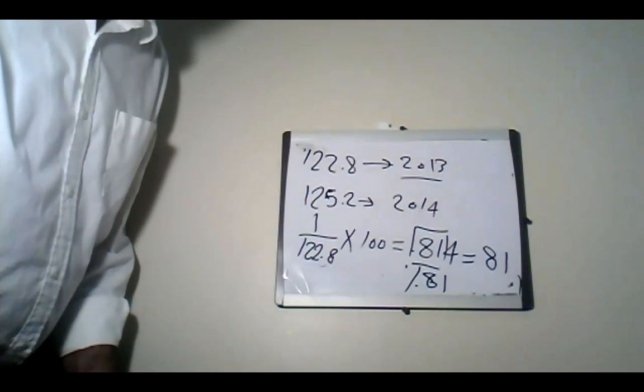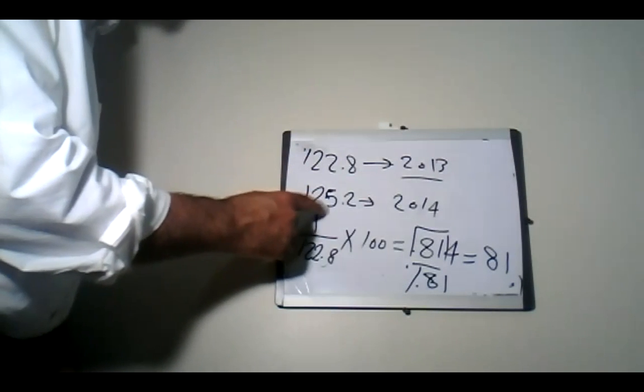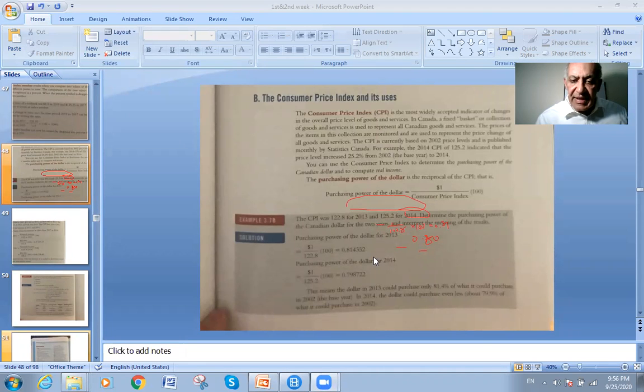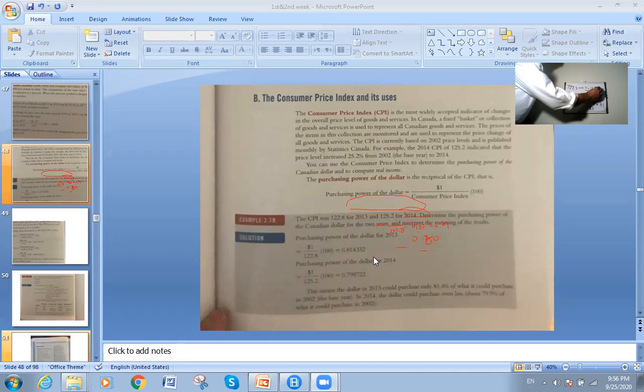You guys do 2014, the next one. It will be 1 by 125.2 multiplied by 100, the same thing. If you do it by hand, 1 by 125.2 multiplied by 100 will give you this number. Wait a minute. Let's see here. Here we go. 1 by 125.2 multiplied by 100 will give me 0.798.